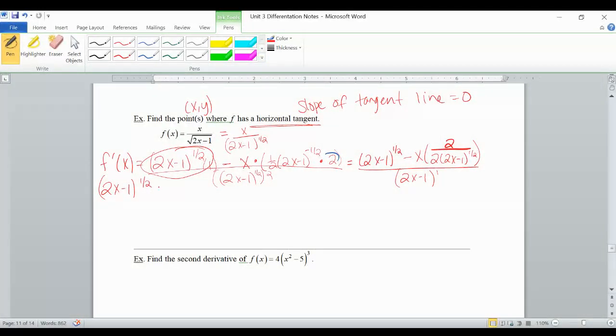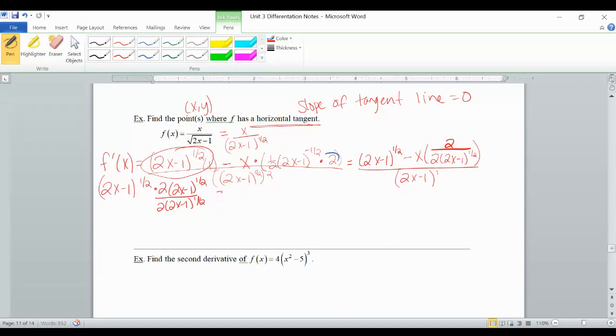And so I'm just going to write this over here so you can see it a little bit better. So I'm going to take this times 2 times 2x minus 1 to the 1/2 over 2 times 2x minus 1 to the 1/2, because that is my common denominator over here, and I know I have to have a common denominator to combine these two fractions.